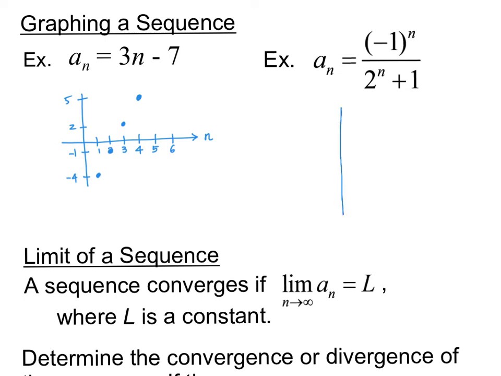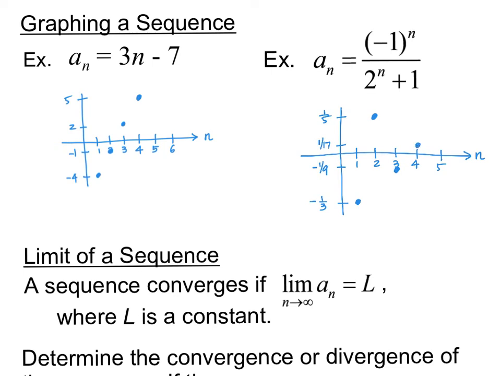Let's look at this second example. When n is, let me label 1, 2, 3, 4 on the horizontal axis. All right. When n is 1, we have -1/3. When n is 2, we have +1/5. When n is 3, we have -1/9. When n is 4, we have +1/17.